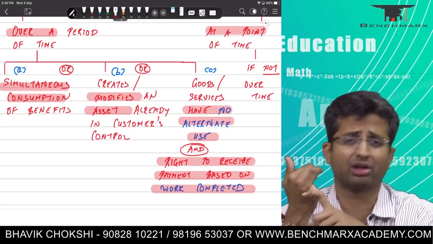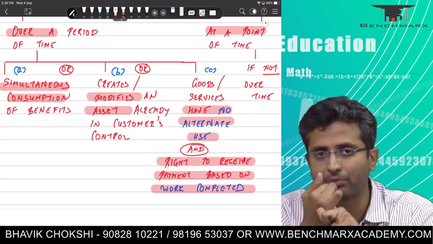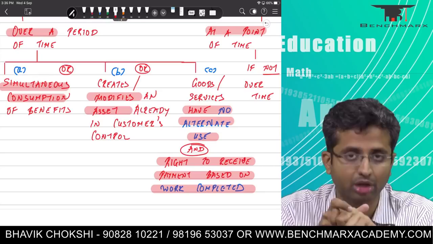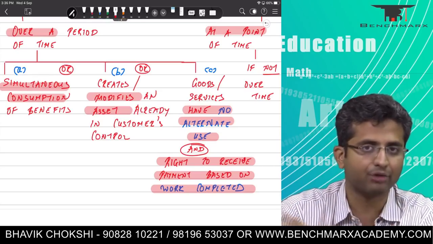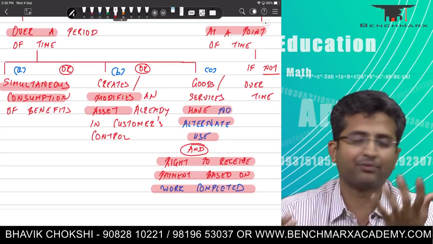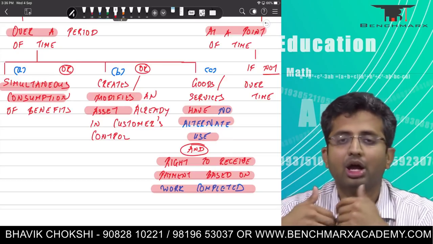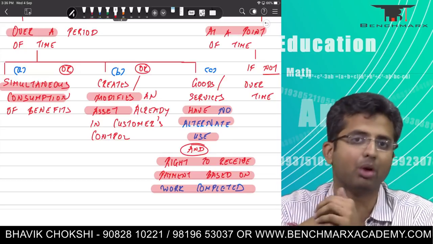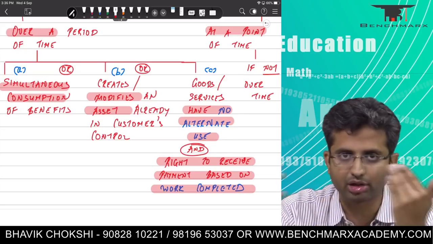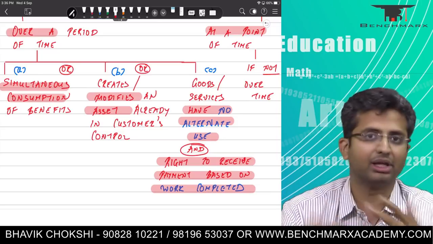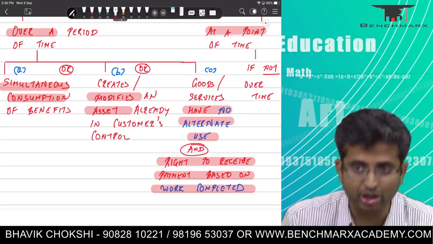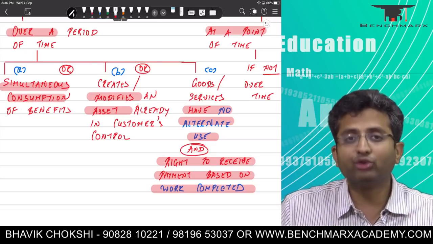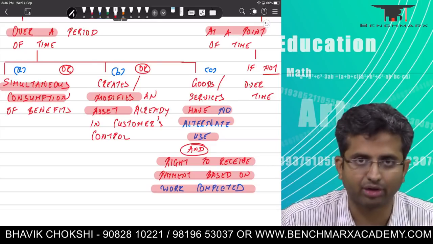Three criteria. Criteria number A, simultaneous transfer and receipt of benefits. Criteria number B, working on the customer's asset only. And third, and the most important one, the goods or services that you are offering have no alternative use for the seller except for giving it to the buyer. And in an unlikely circumstance that you have to terminate the contract, the buyer will have to compensate you for the work that you've already done. And hence, the standard believes that in such situations, there's no point waiting till a point of time when you can recognize the revenue. There's no point waiting till ownership gets transferred.